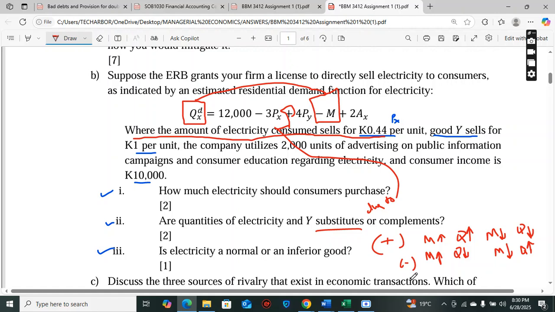They change. So if the income increases, they stop buying chiwoko. They now buy something else. So you say quantity demanded of chiwoko will go down due to an increase in income there.